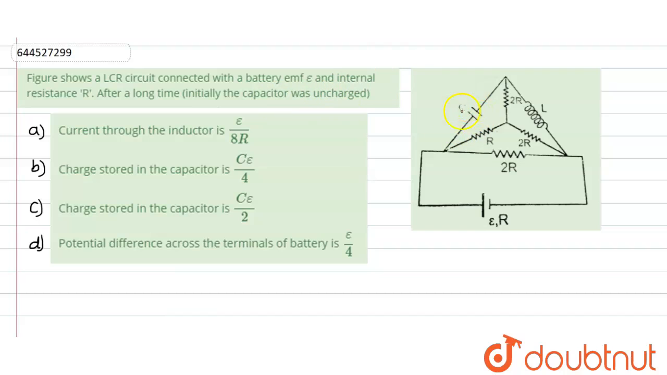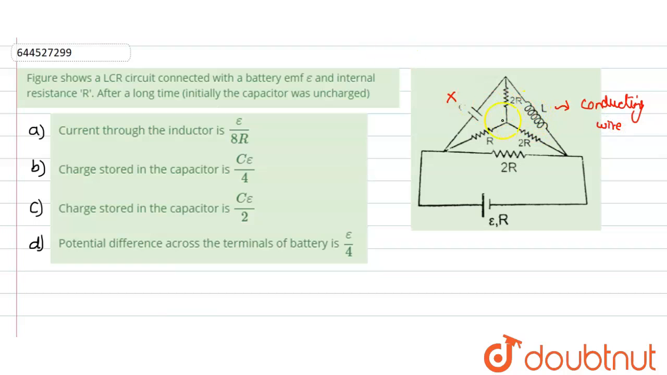After a long time, the capacitor behaves as an open circuit. That means there is no current going into this branch. This we should remember. Now the inductor after a long time would behave as a conducting wire. That means there won't be any potential drop in the inductor.